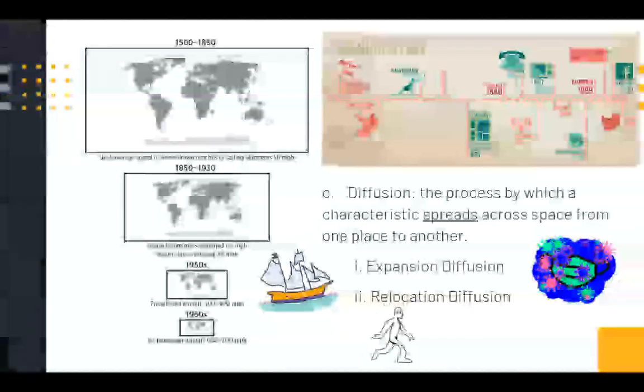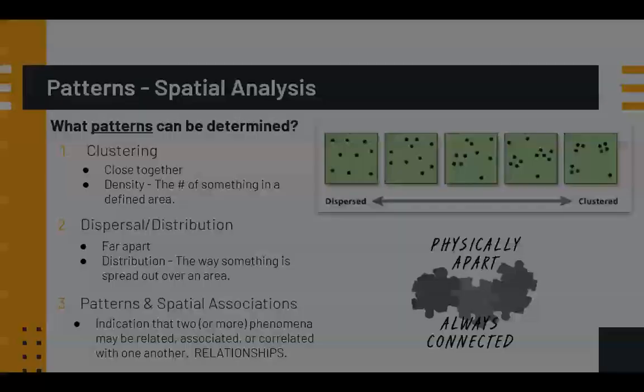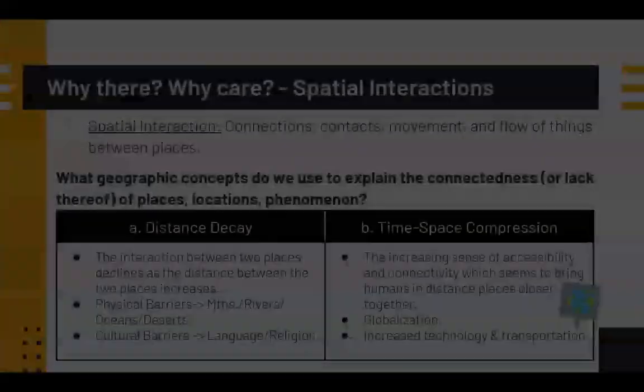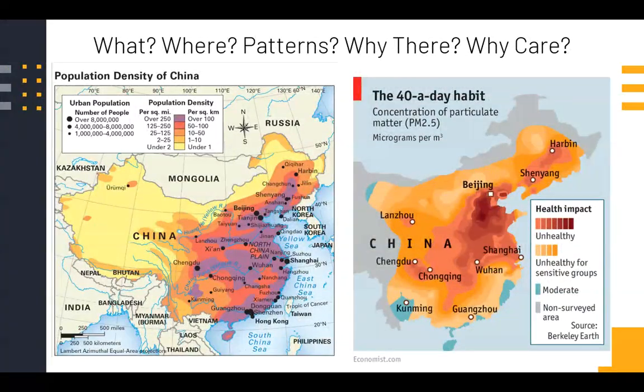We're talking about clustering here, population density. If you notice that the red and the purple are the more crowded spaces, where do most people in China live? Along this coast. Not over here. It's a desert over here. Okay.